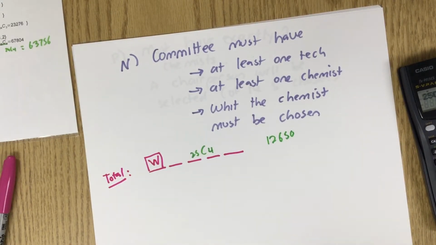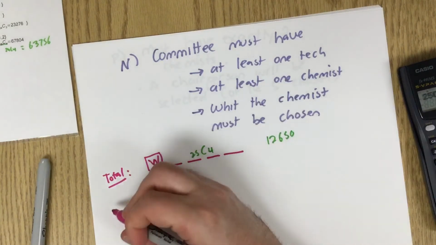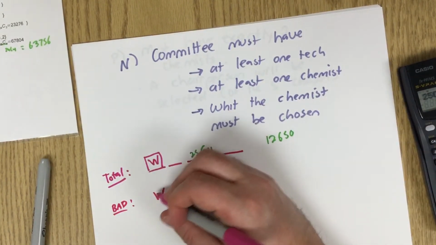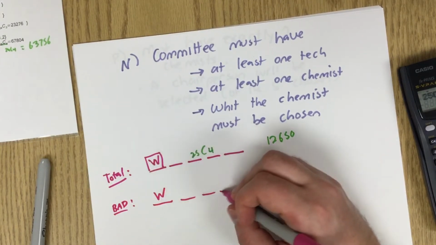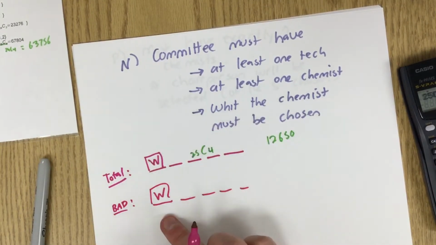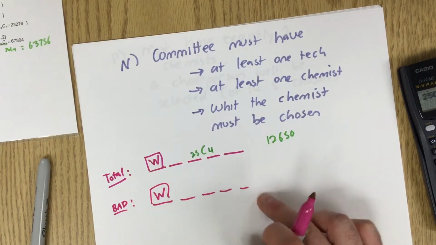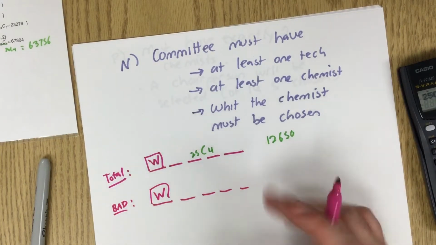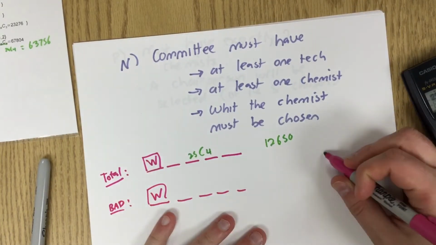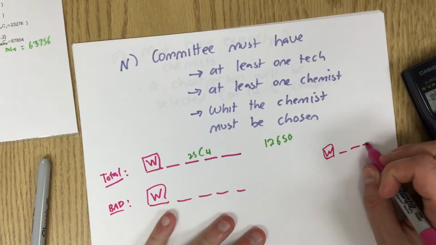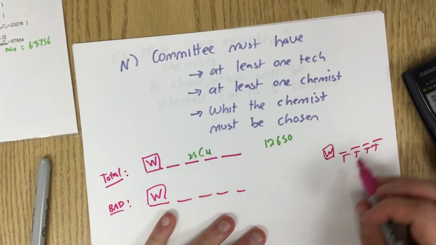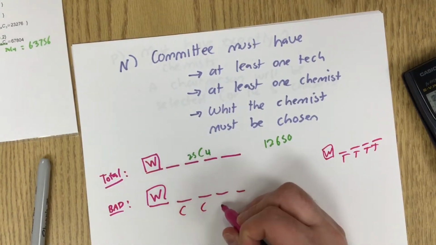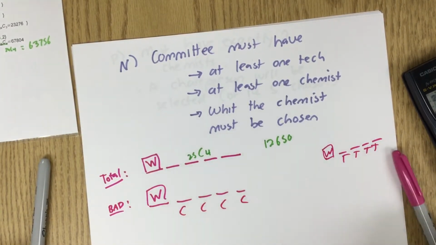Now, what would a bad one look like here? Wit is a chemist, remember? If all the others were chemists, that would be a problem, because then we wouldn't have a technician. If we had Wit plus 4 technicians, that's fine, because we have at least one chemist and at least one technician. But a bad case would be Wit and 4 other chemists.